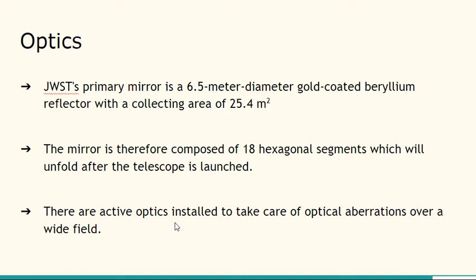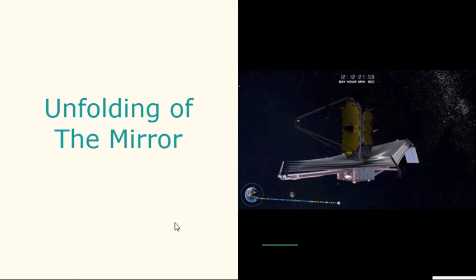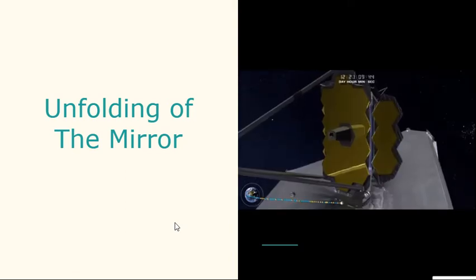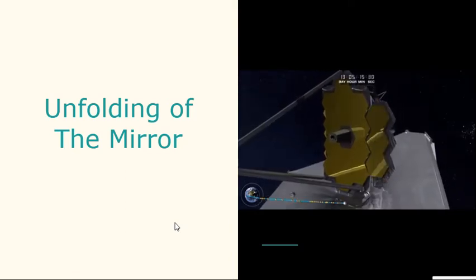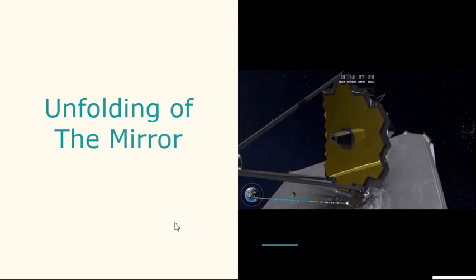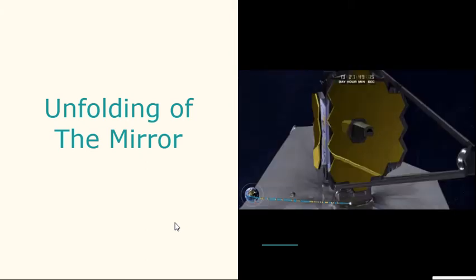There is something called active optics installed to take care of optical aberrations over a wide field to produce sharp images. So this is how the mirror unfolds. This is a very nice animation on both sides of the whole mirror.